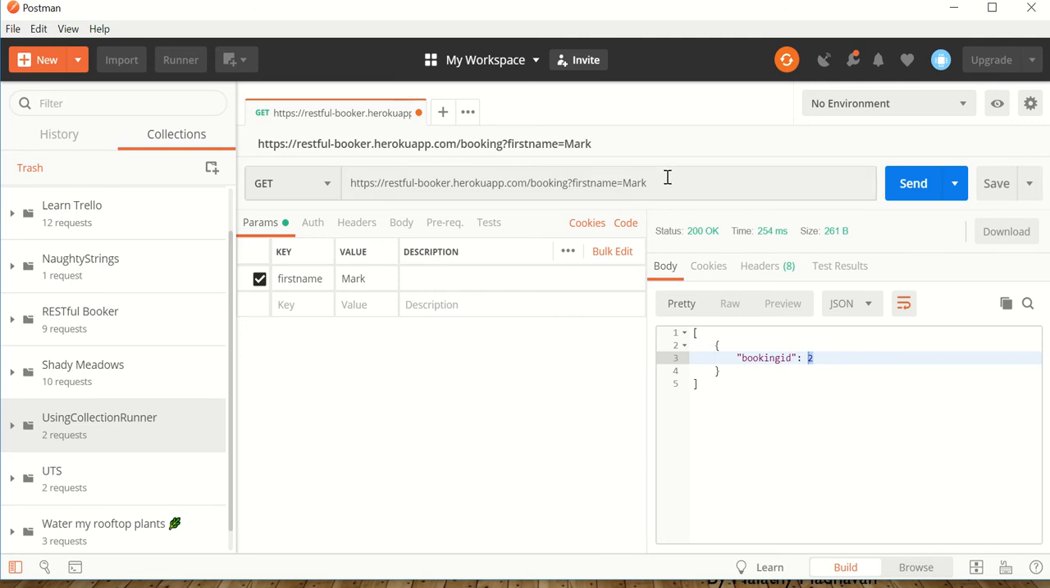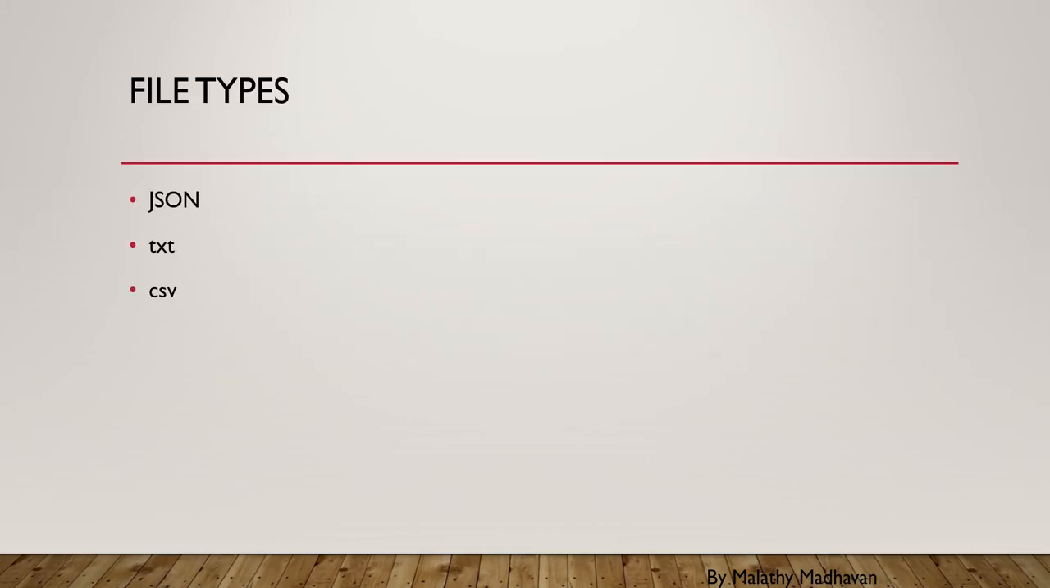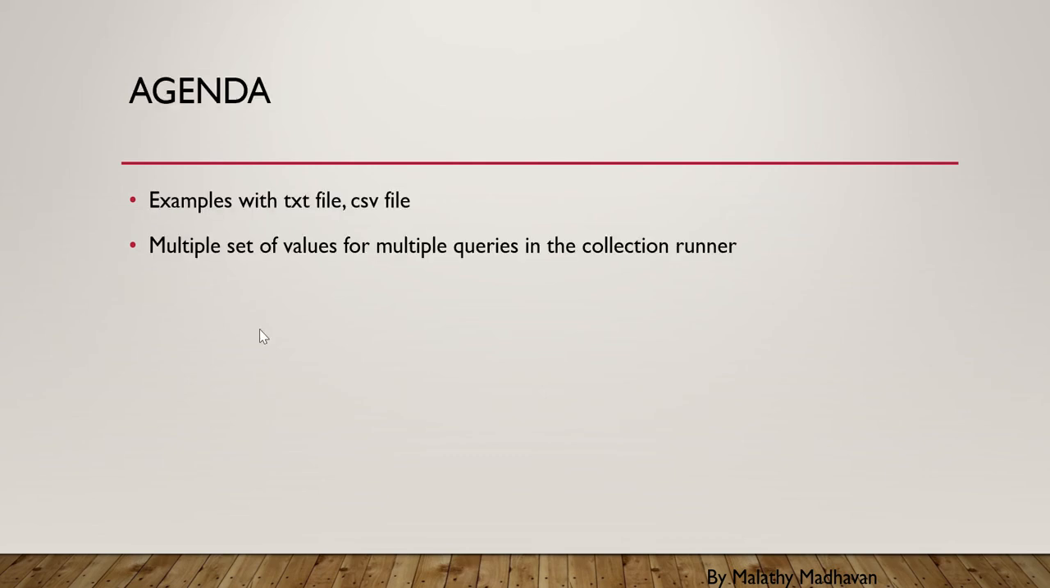So this is our query. However, we have to set the value of the parameter to be read from the input file. Collection runner accepts both simple text files and comma separated files. It can also retrieve data from a JSON file. In this video, we'll see examples for retrieving values from text files and CSV files. Then we'll see how to retrieve different values for different queries in the folder.